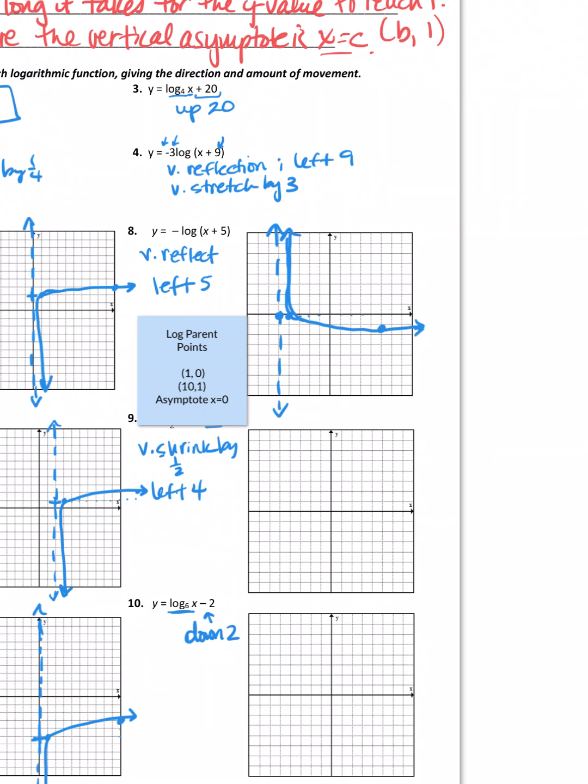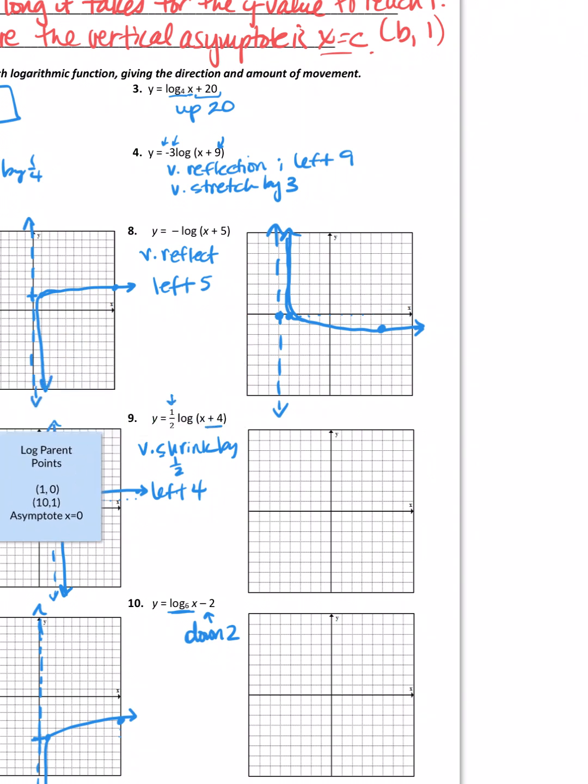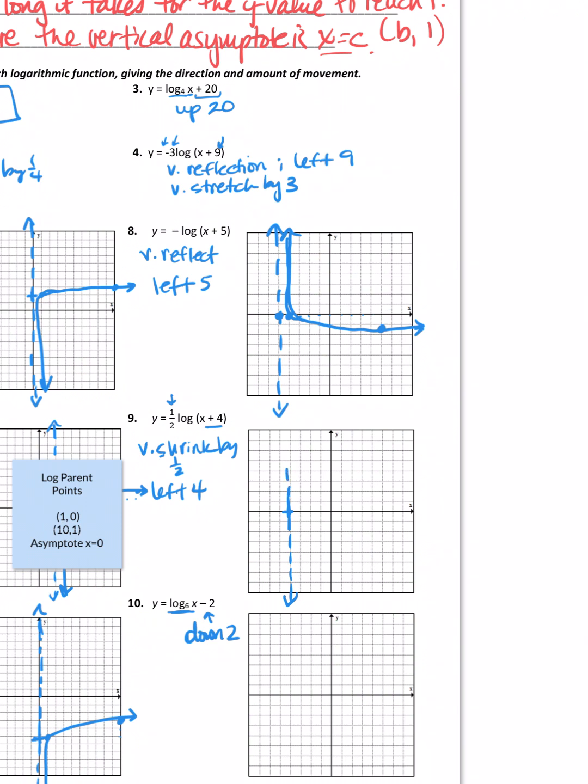Let's look at number 9. A vertical shrink by 1/2, left 4. So I'm going to move it left 4. So here's my new origin. So draw in your vertical asymptote. Vertical shrink. Okay, remember that first point, that 1, 0, doesn't get affected by anything vertical. It's still right 1, 0. The next point becomes 10. Instead of 1, it's going to be 1/2. So it's going to go over 10, but only go up half. So it's going to barely get above that x-axis, but it's there.